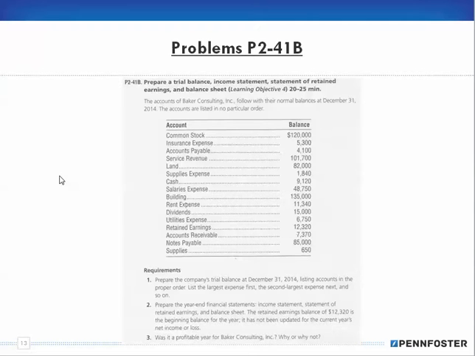If you had watched problem 2-40, you had seen where you were making journal entries and then you were creating a trial balance. Well, here in this problem, we're actually being given our accounts and the balances in the accounts. And as you can see, it says prepare a trial balance, income statement, statement of retained earnings, and a balance sheet for this problem, okay? So what does that mean?